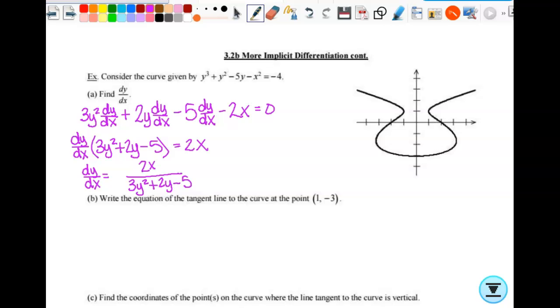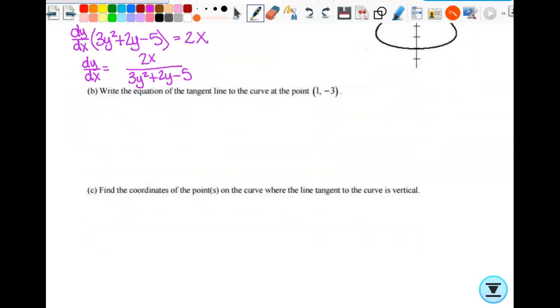All right, so we found dy/dx. Now it says, write the equation of the tangent line. That means we've got to get something from dy/dx at this point. We need two things to find the tangent line: a point, which we have right here, and a slope, which we're going to get from this. So let's find our slope.